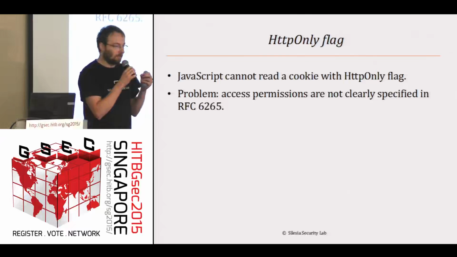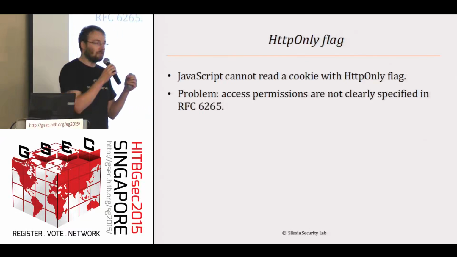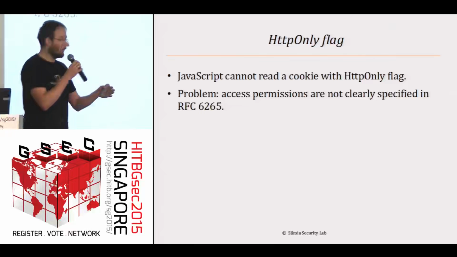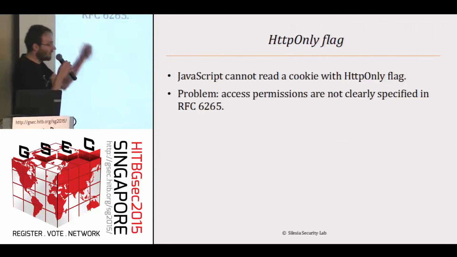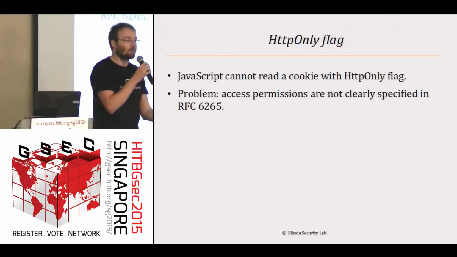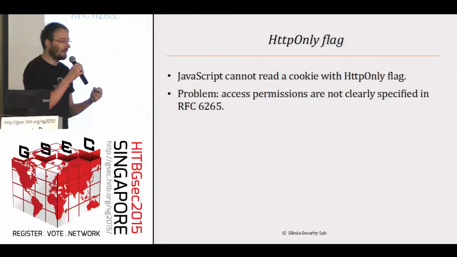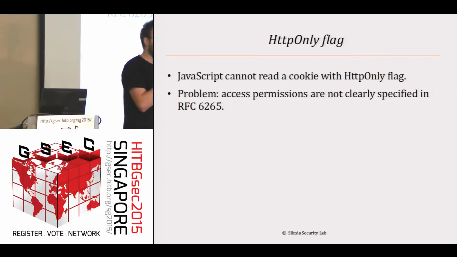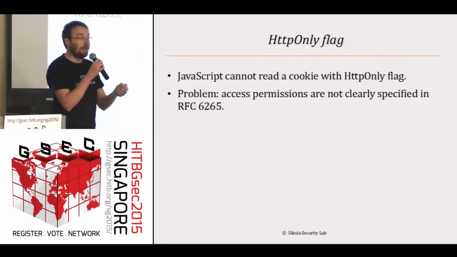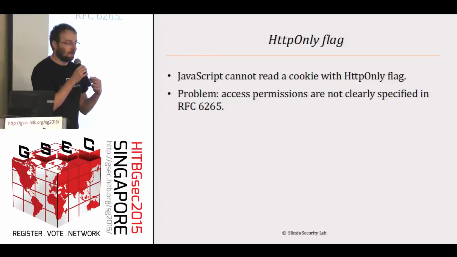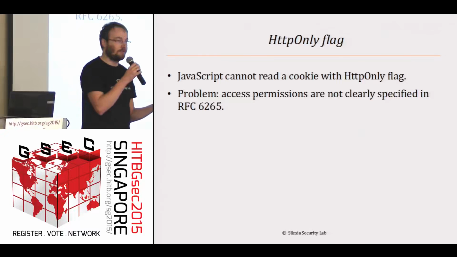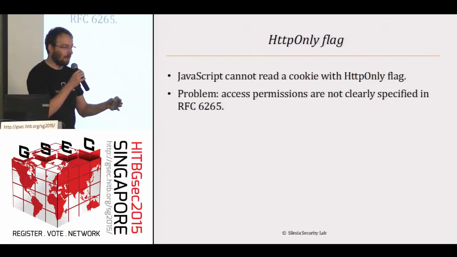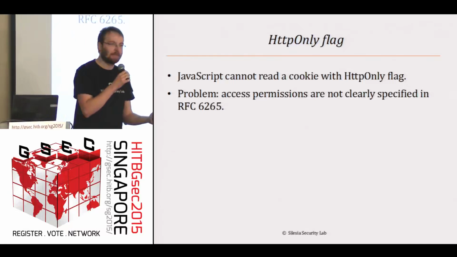The point about this HTTP-only flag or the restriction is that, as written here, JavaScript cannot read this cookie. So this is about reading. It says clearly that it cannot read. The point is, okay, we cannot read, so a reading restriction. What about overwriting? This is the question. And this is what I mean, access permissions are not clearly specified. I read the RFC and see something explicitly said about reading, but what about writing?